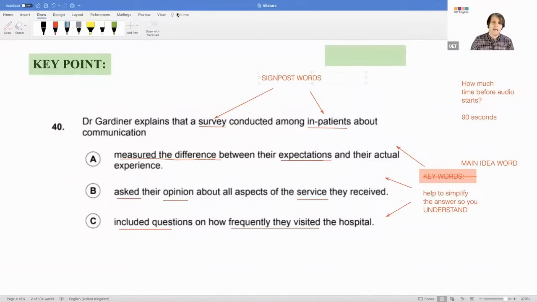You don't want to get lost, and you don't have to get lost if you just know this simple point about signpost words. They exist, they're in the test, they will be either exactly the same or they will be synonyms. All right, so that's me done. I'm finished.